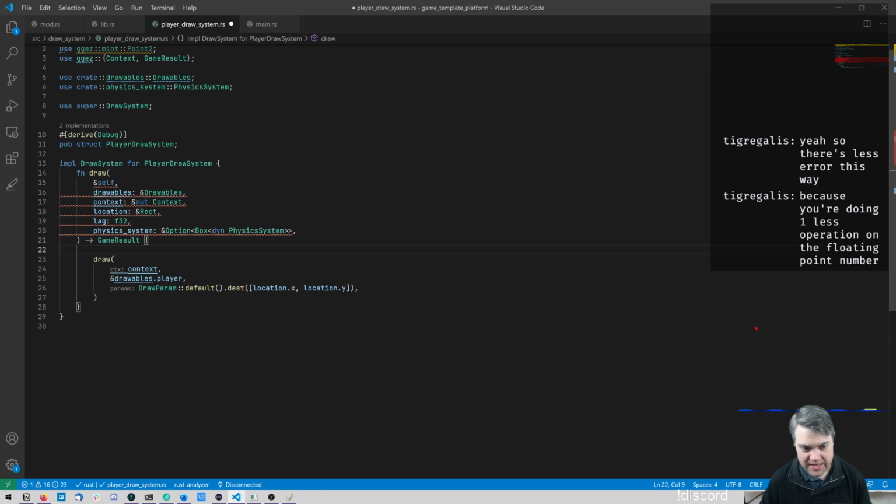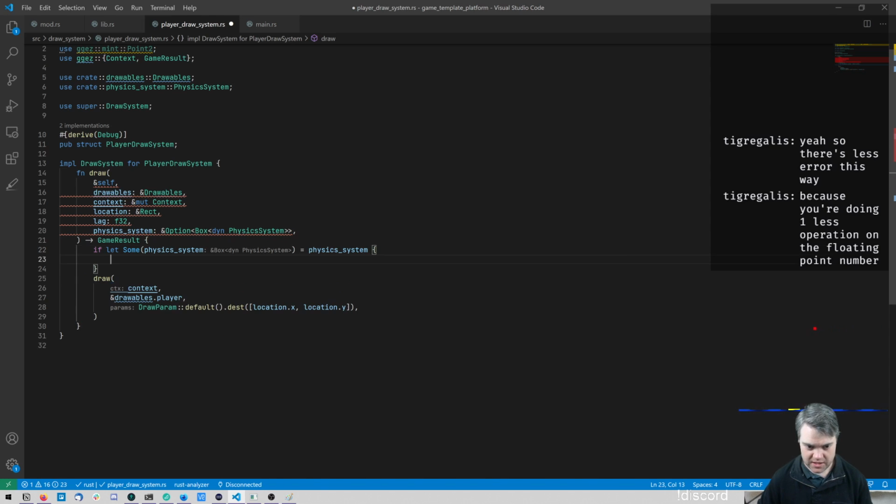Okay, so we need to get into the velocity of the physics system. Right now that's in an option. So if let some physics system equals physics system. Okay, so that gives us our box here. We need to get the velocity out of it.